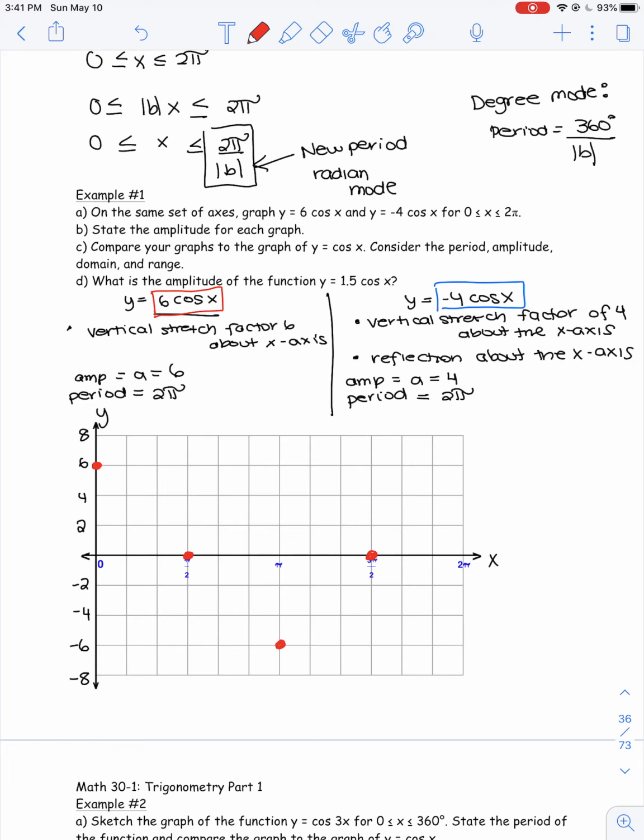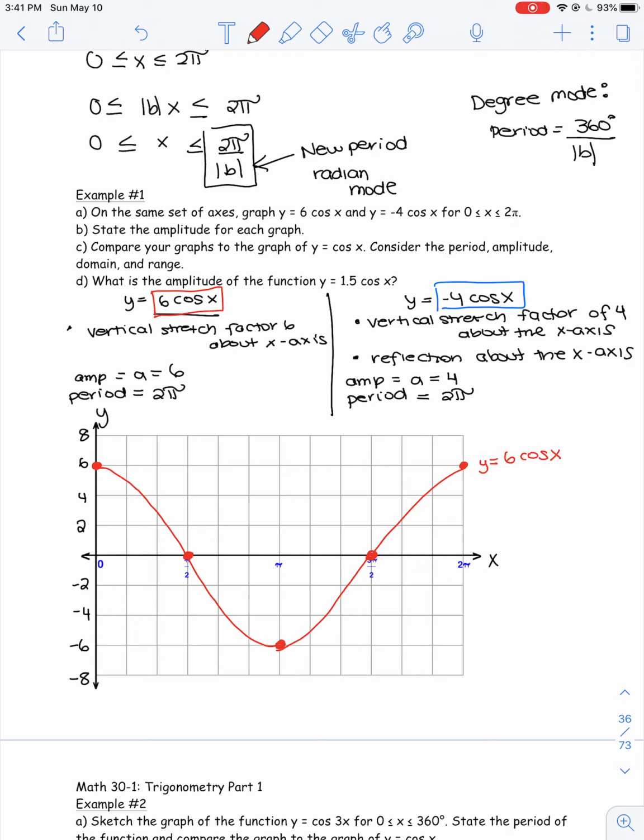Then you can go trace and put in pi, and pi is equal to -6, so that's your minimum value. So it starts at your maximum, goes down to pi over 2, which is your x-intercept, then it goes to your minimum value, and then it comes back to your x-axis, and then at 2 pi, if you trace 2 pi, you should equal the maximum again, which is +6. So this is what y equals 6 cos of x looks like.